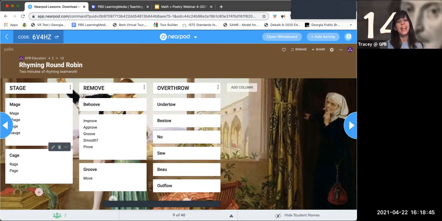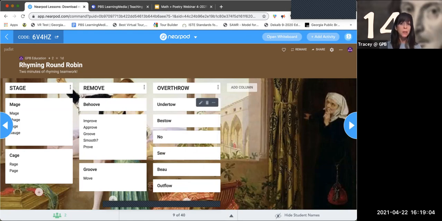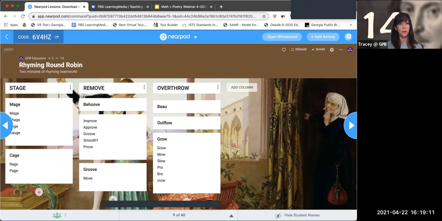All right, so ultimately, at the last bit, what will happen is you'll go back to your own word. So my word was overthrow, and I see there's undertow, bestow, no, so, bow, outflow, grow, mo, slow, pro, bow, bro, and crow. So then I can go and say, is there anything else that I want to add? Maybe I can try and come up with some more three-syllable words like undertow, but you can see how it gives you an idea of how you can continue.